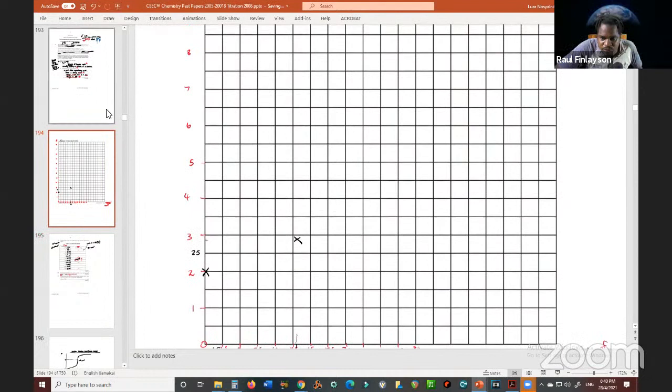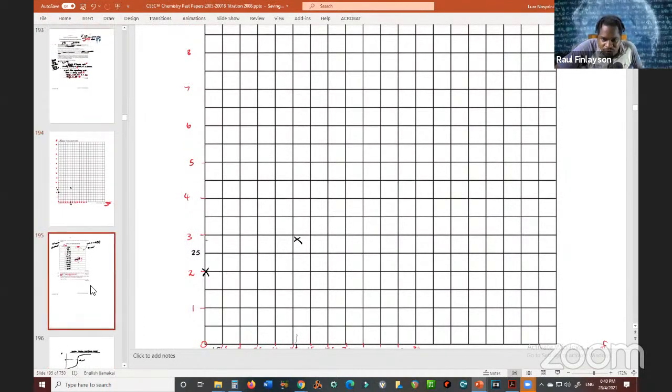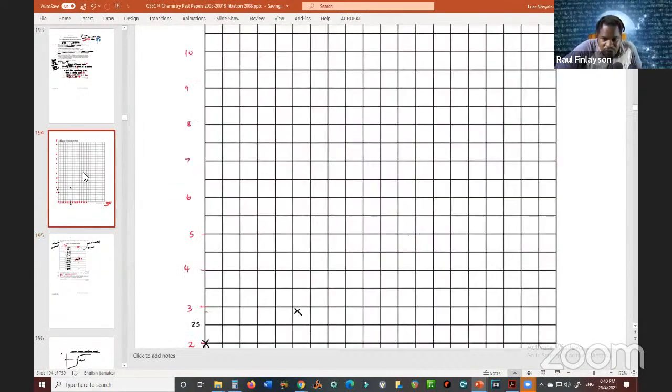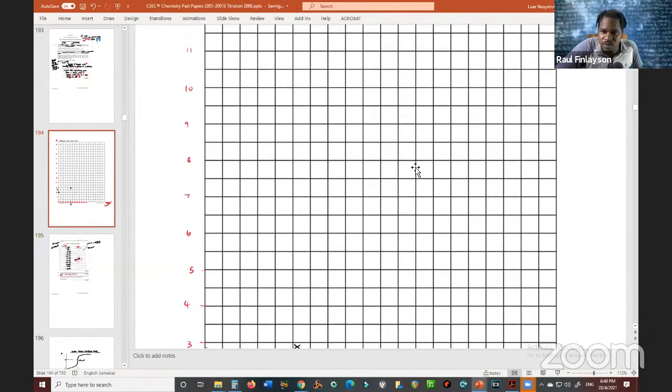All right. Remember now, let's find that pH again. The pH is 10.2, and the volume is 15.5. So 10.2 would be somewhere here, just above 10.